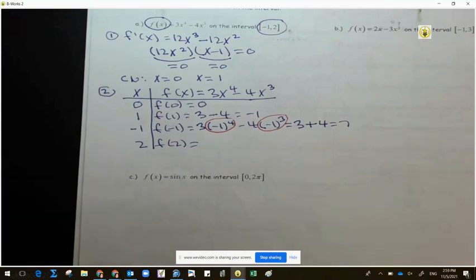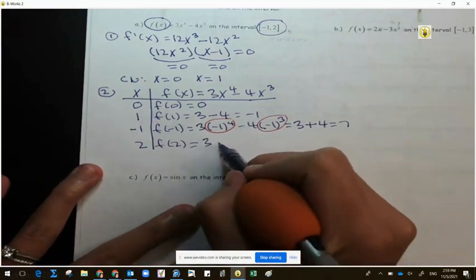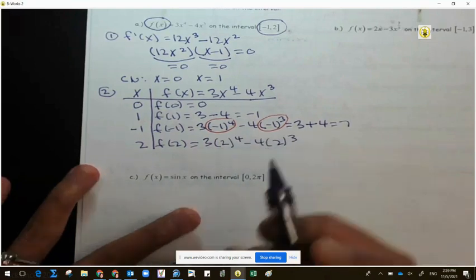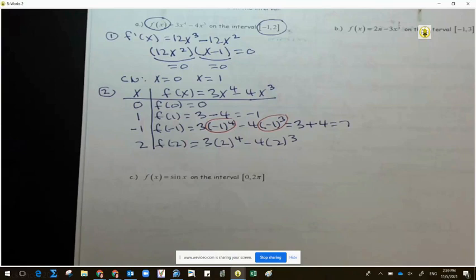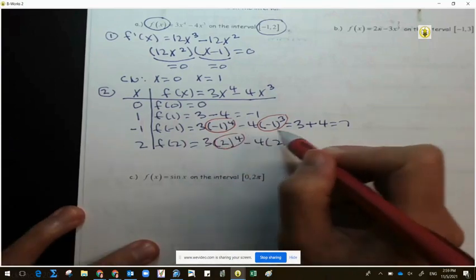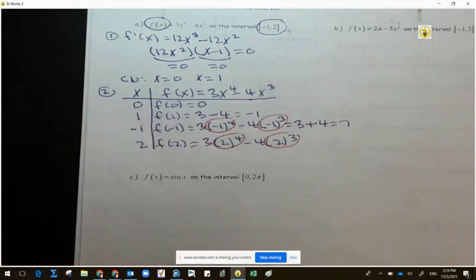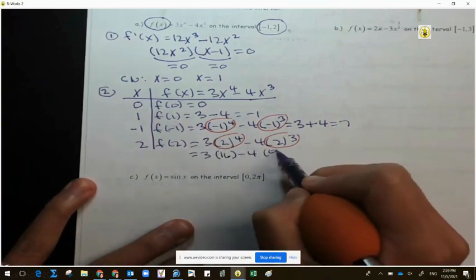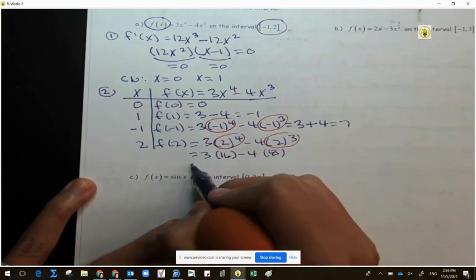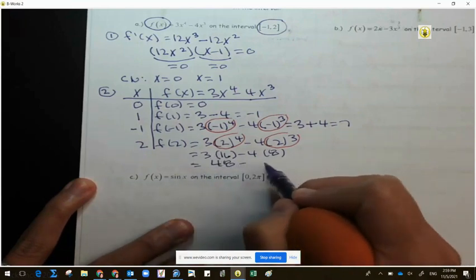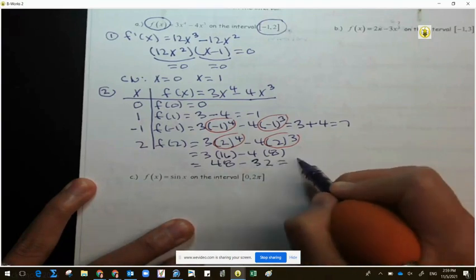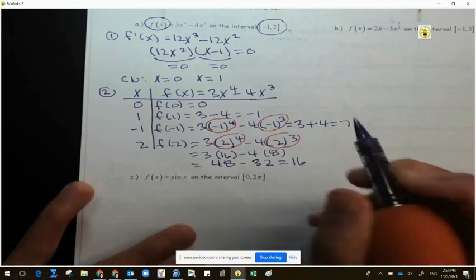Now let's plug in the 2. And for 2, I do want to plug it in again. We have 3 times 2 to the power of 4 minus 4 times 2 to the 3rd. And let's worry about these two parts first. So we get 3 times 16 minus 4 times 8. That's going to give us 48 minus how many? 32. And that's going to produce our final answer as 16.